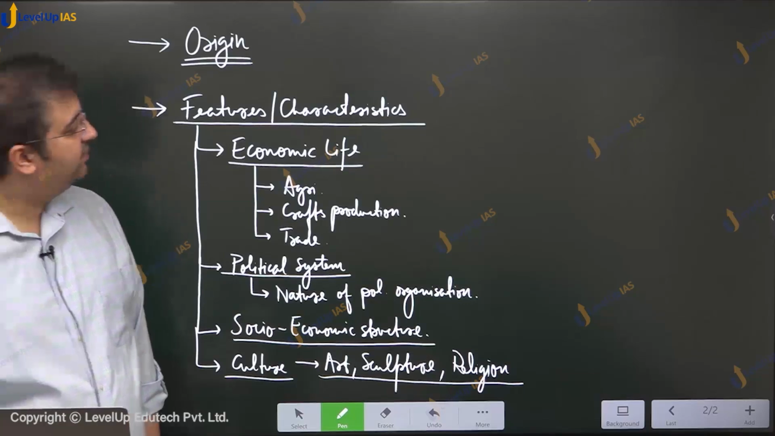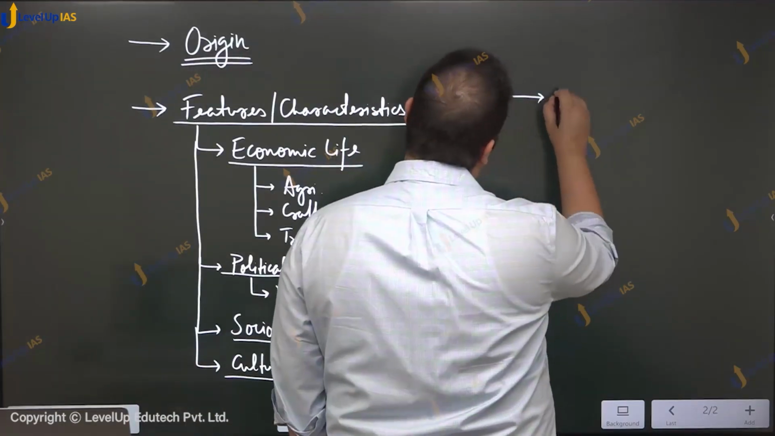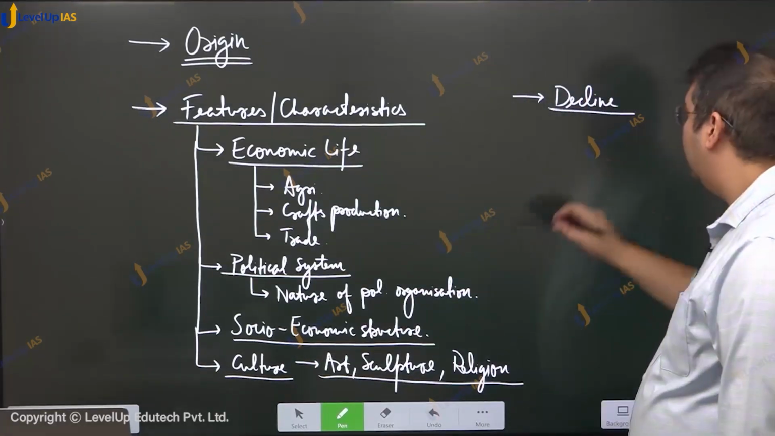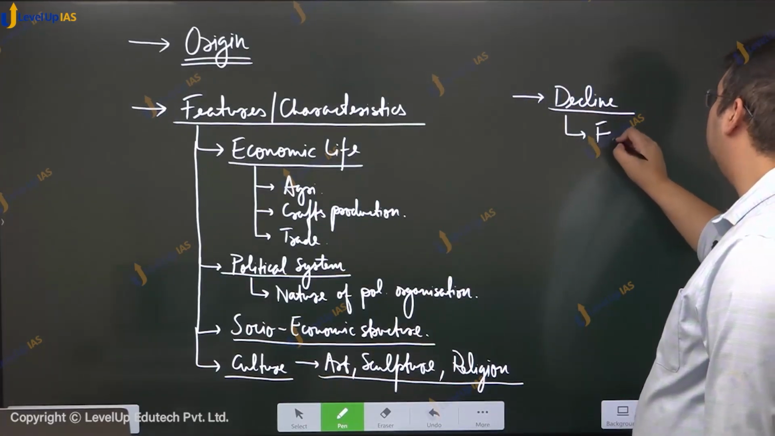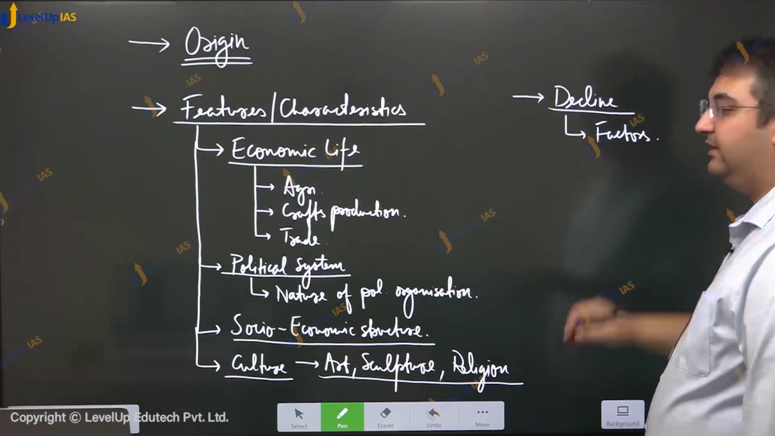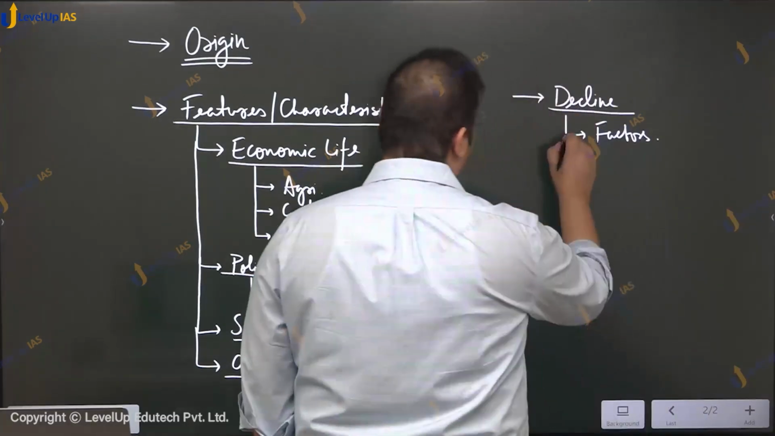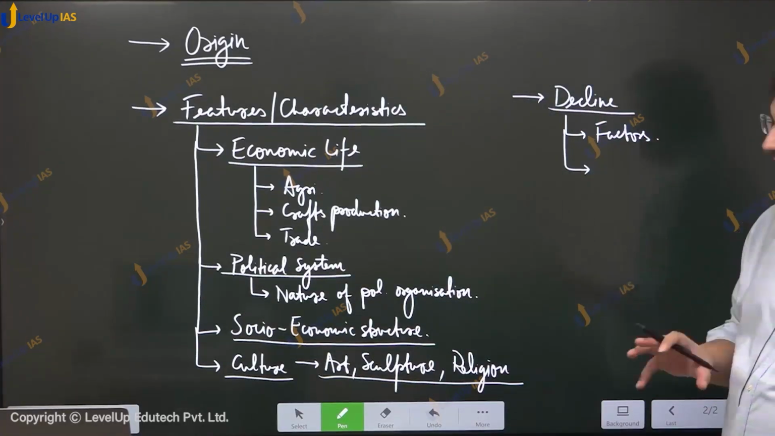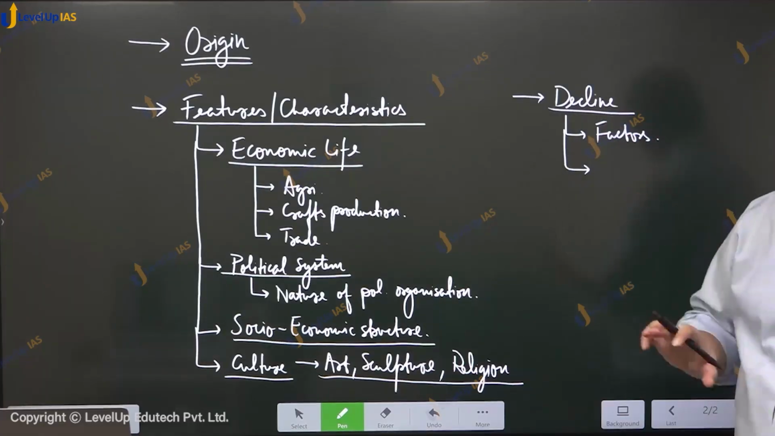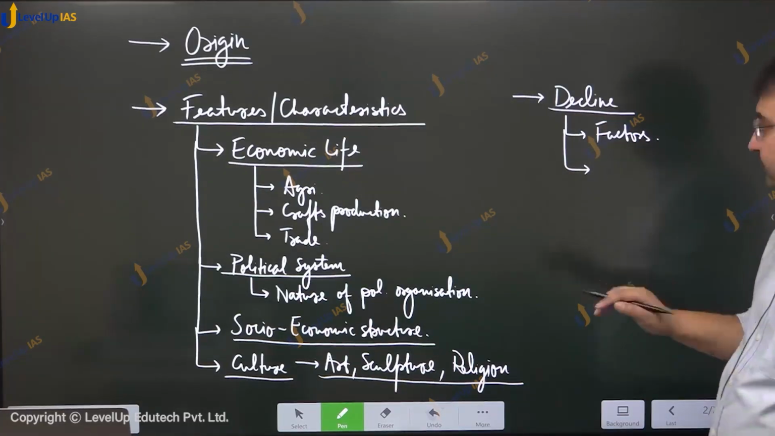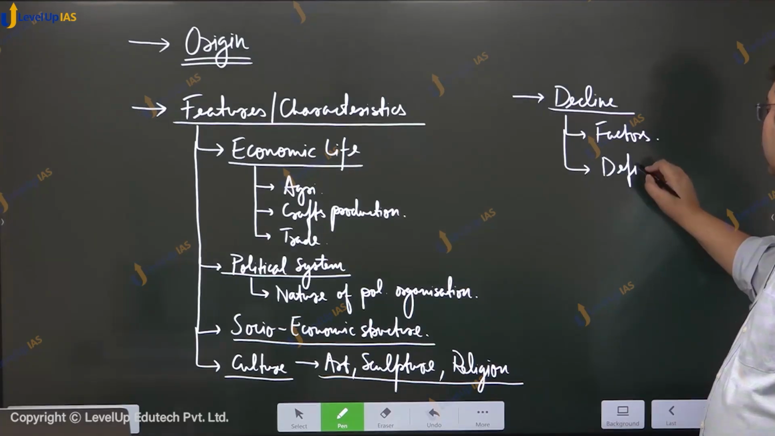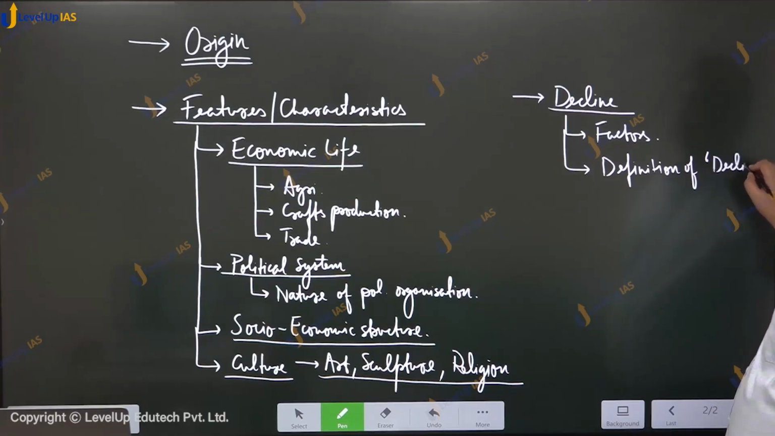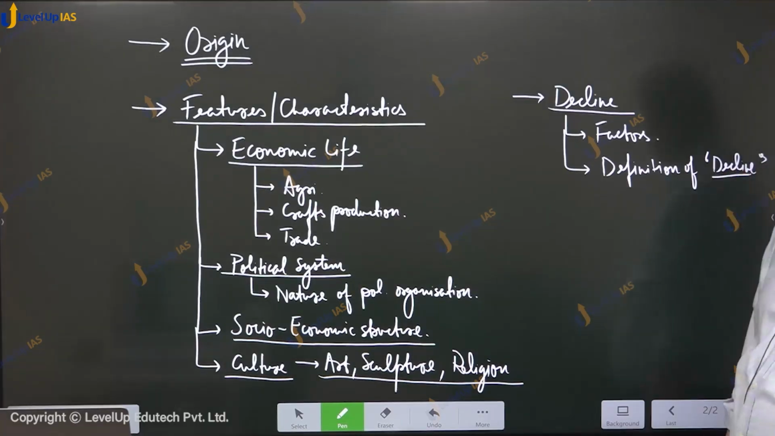Then there may be a question with regards to the decline of the Harappan civilization, a debate with regards to the factors responsible for the decline of the Harappan civilization, and secondly, the correct contextualization of decline. When we are talking in terms of decline of the Harappan civilization, what exactly it means. A question can come from here.